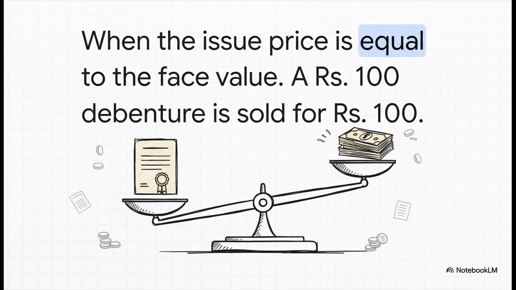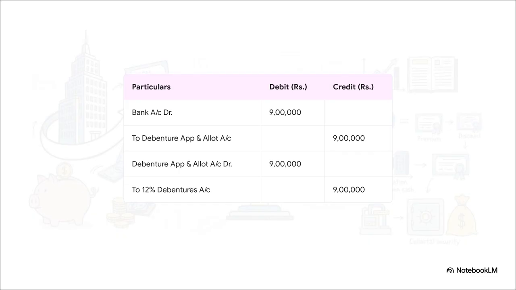Easy peasy. So the crucial point here is, when money comes into the company, what do we do? We debit the bank account. And then we have to create the liability, right? So we credit the debentures account. See how simple that entry is? Money comes in, liability goes up.